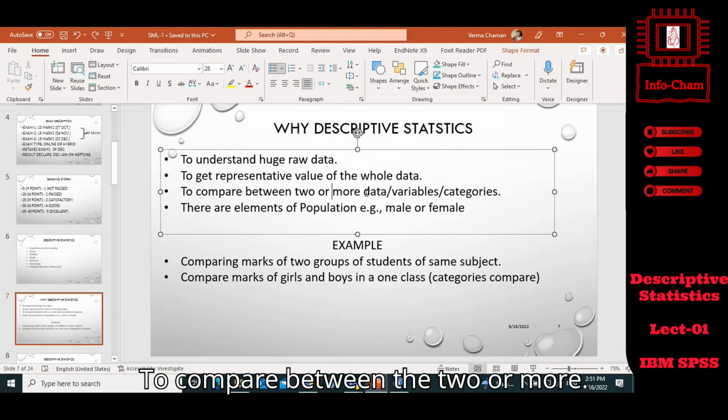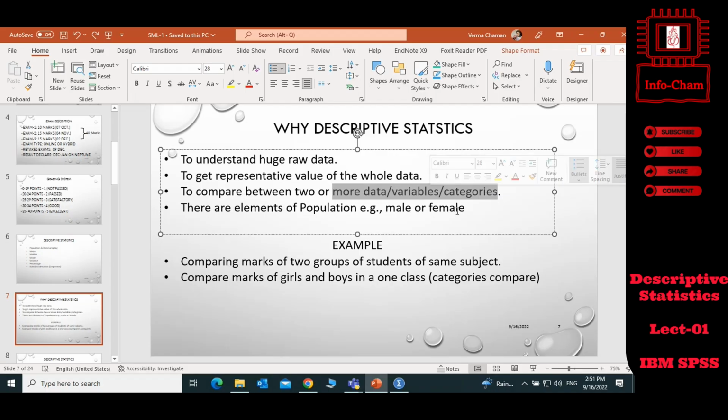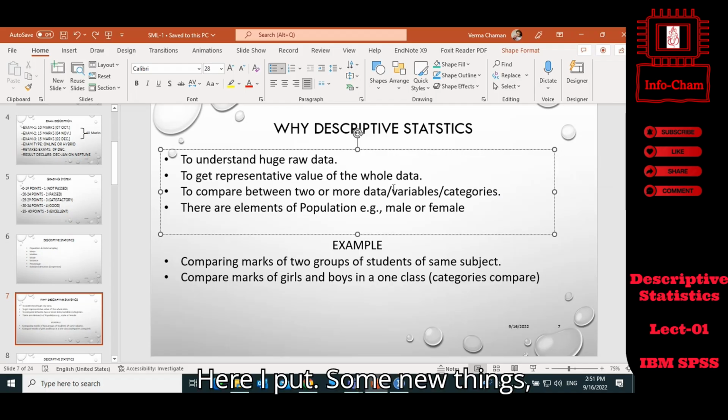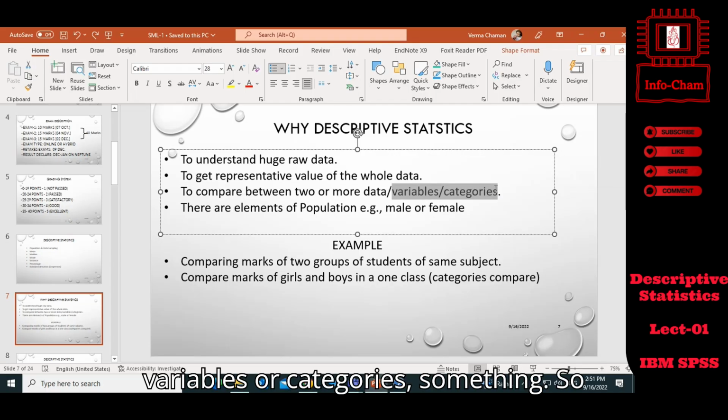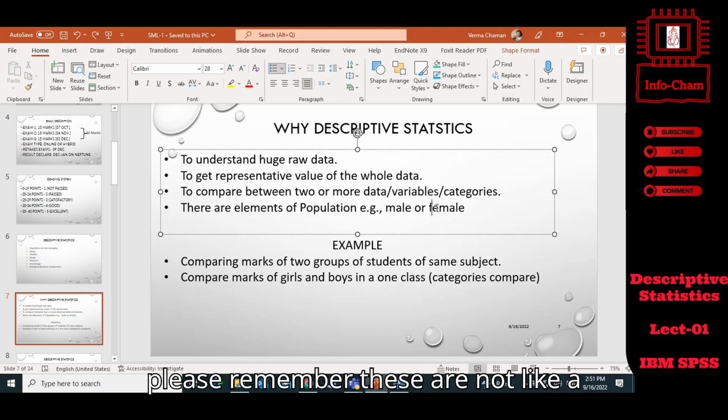To compare between two or more, here I put some new things: variables or categories. Please remember, these are not different; in the data field sometimes we say variable, sometimes feature, sometimes attributes. Keep in mind they are the same thing. So we also use descriptive statistics to compare the categories, to compare the variables.